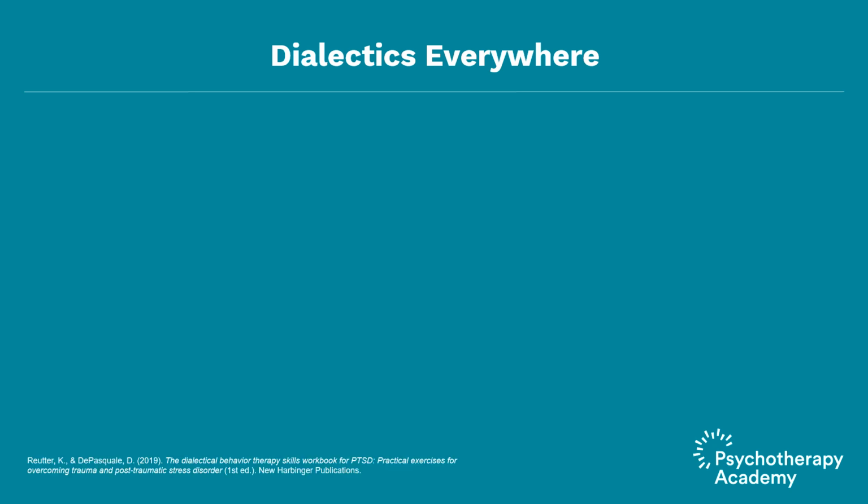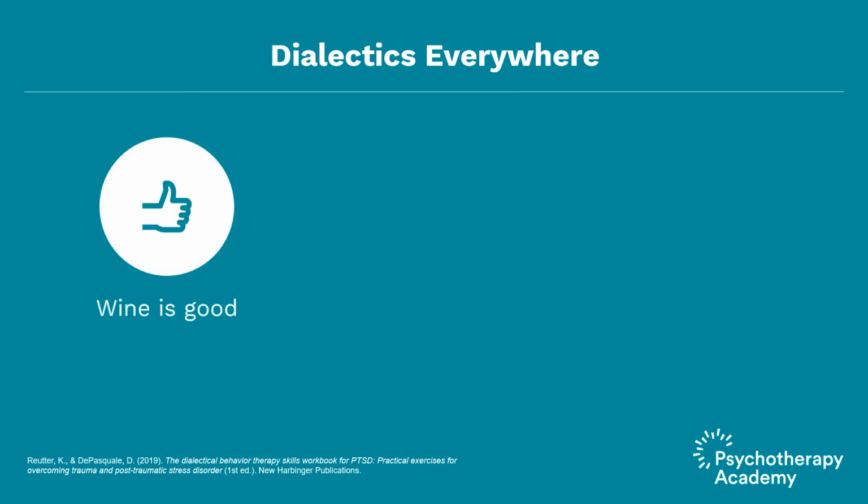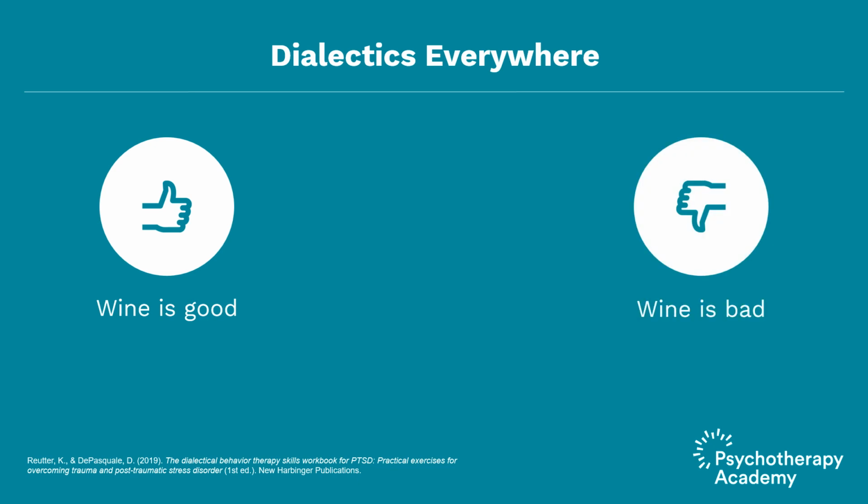So, for example, you might come across one study that says, well, wine is good for you. But then you might come across another study that says, well, actually, wine is bad for you. And then you're going to be like, well, which study is right? They're saying different things here.